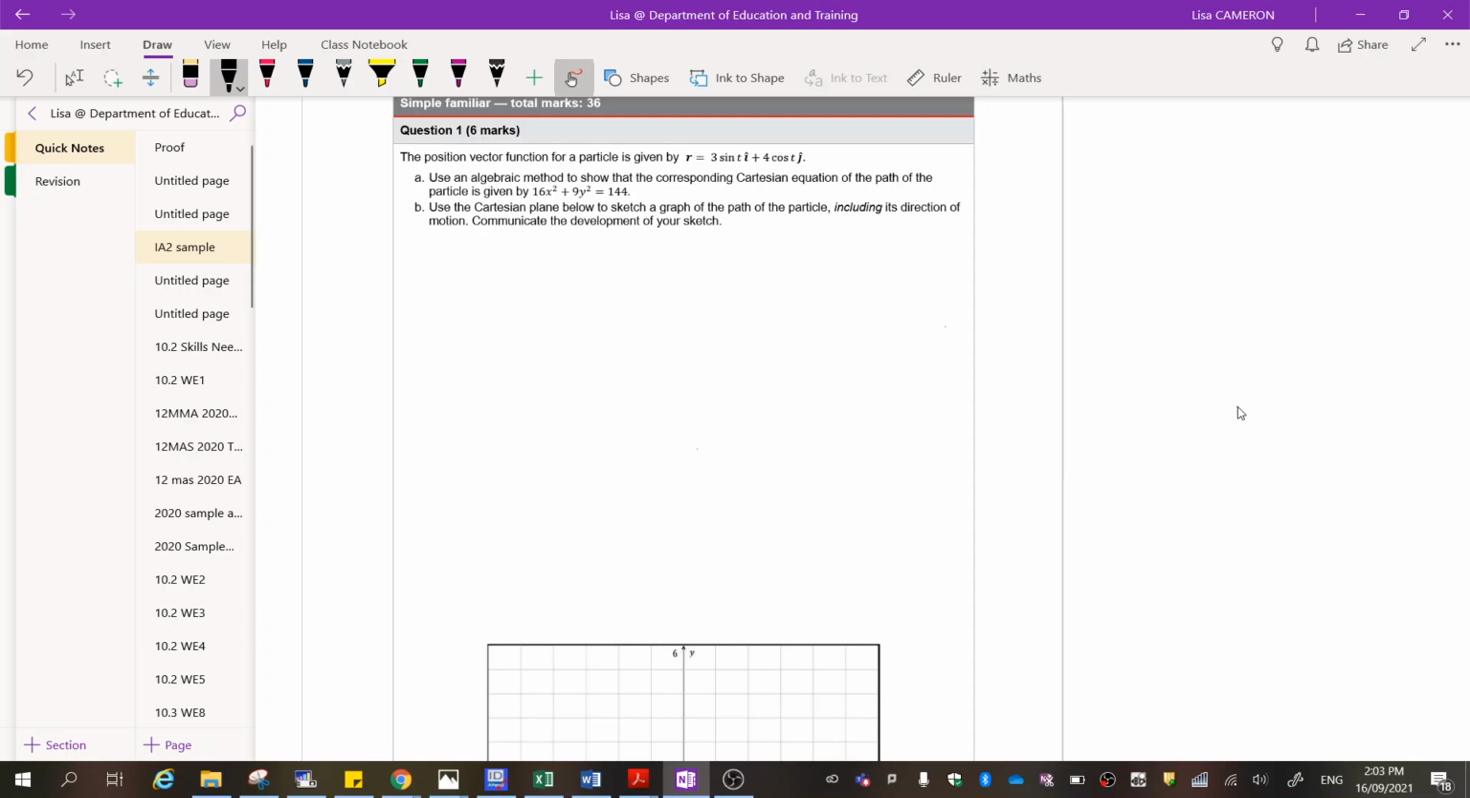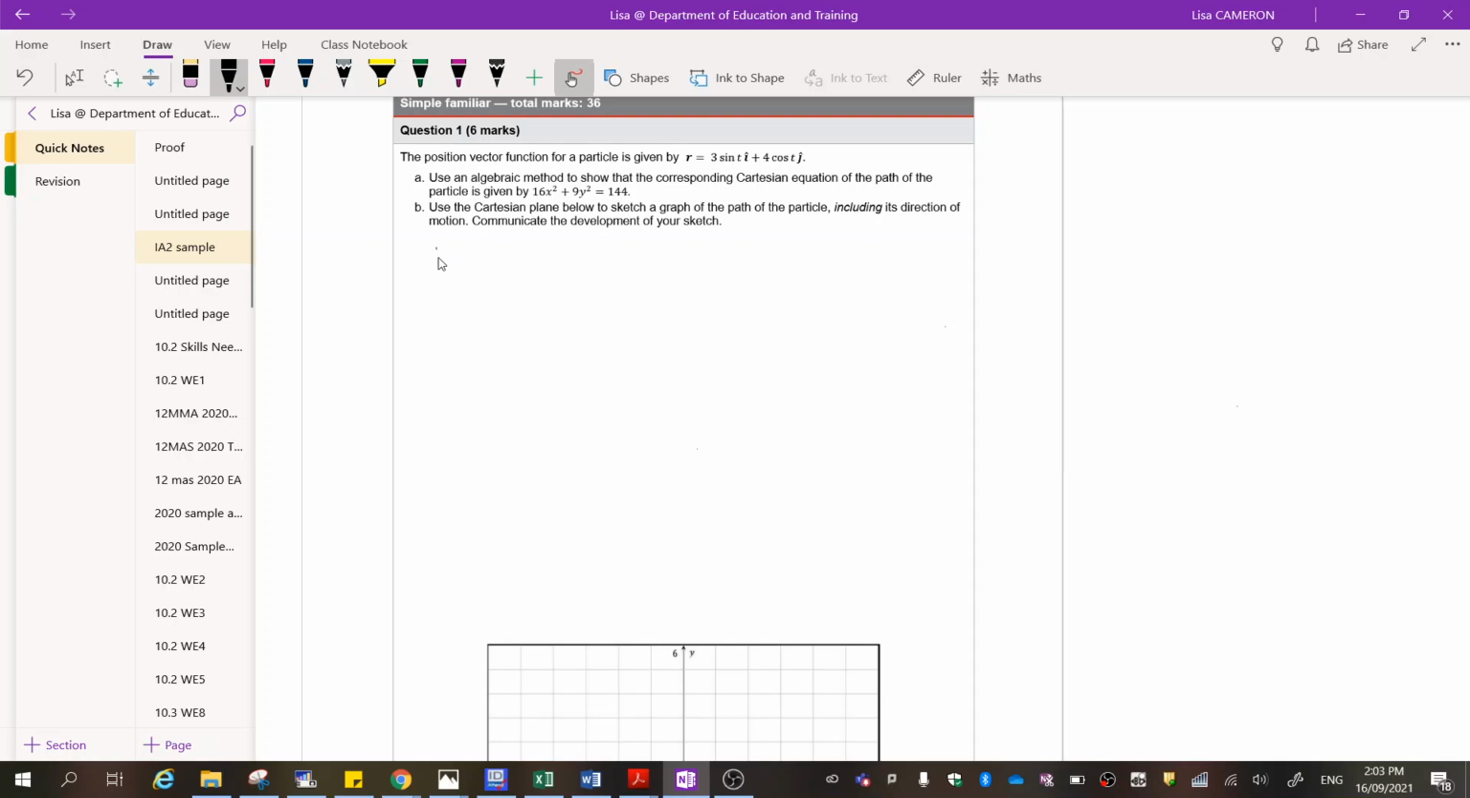Alright, so this question is from the Specialist Mathematics IA2 paper, question 1. Here we are given a position vector function for the particle given by r equals 3 sin t i plus 4 cos t j. Part A says use an algebraic method to show that the corresponding Cartesian equation of the path of the particle is given by 16x squared plus 9y squared equals 144.